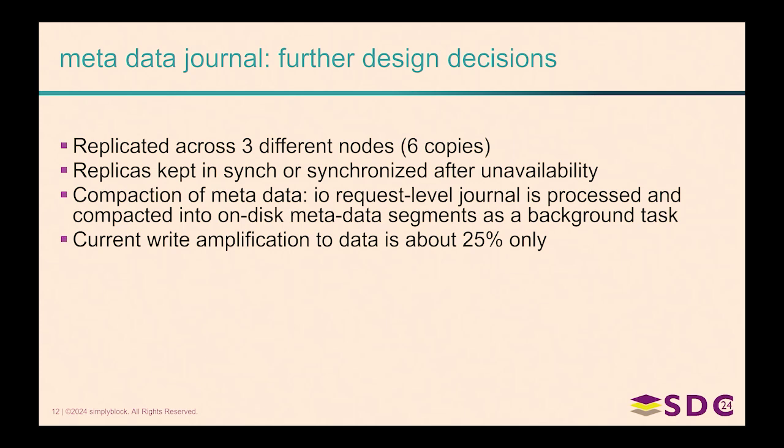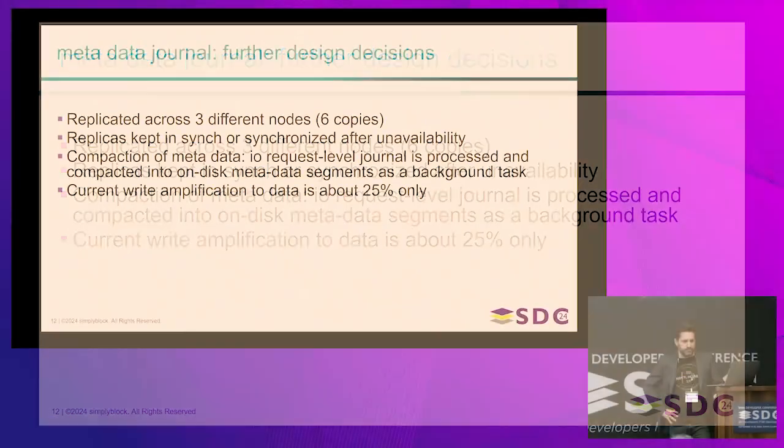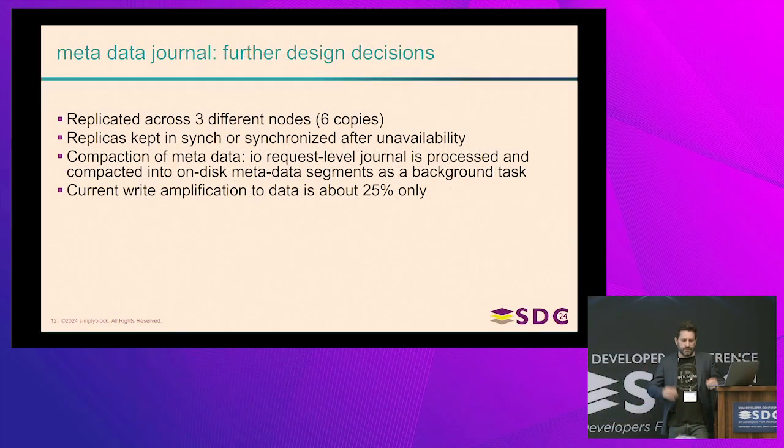The journal, it works on 3 replicas. So each of those journals has a primary one locally and then 2 remote ones as replicas, compaction, and the write amplification of the journal is only 25% because we are actually collecting records into larger batches depending on the IOPS pressure of the system and moving them then together with the I/O.